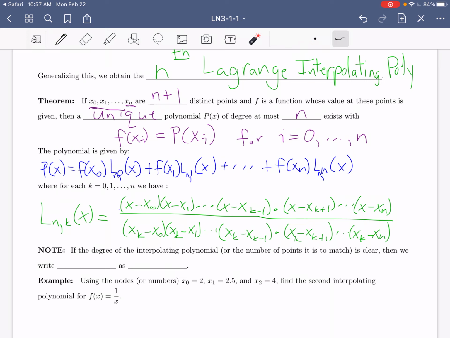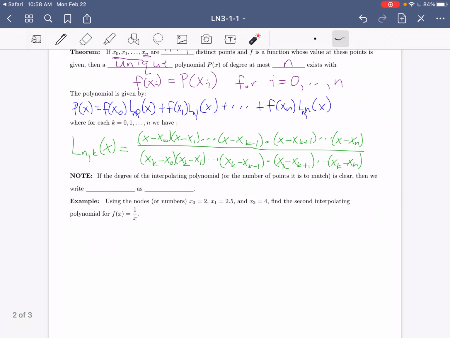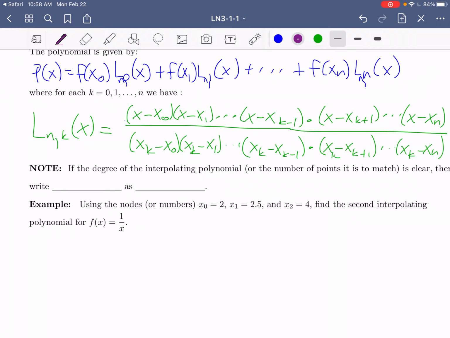And so the degree of this on top, the number of x variables, we have 1, 2, all the way up through n. I guess our first one was at the 0, so we have n plus 1, but because we omitted that one, we should actually just have n. So if the degree of that interpolating polynomial is known, then instead of writing this as L n,k, we'll just write it as Lk. We will ignore the first number in that comma.